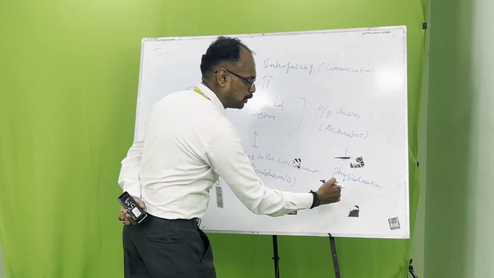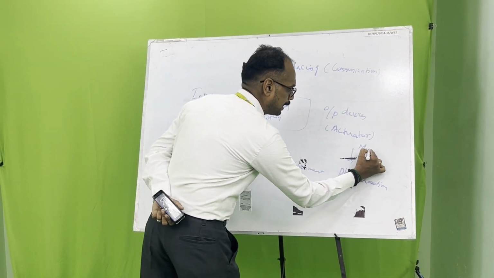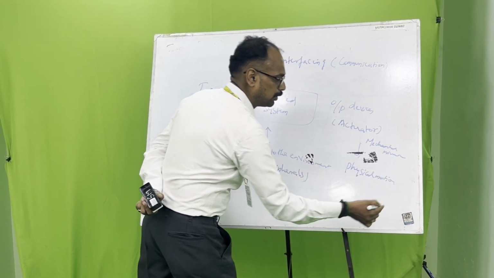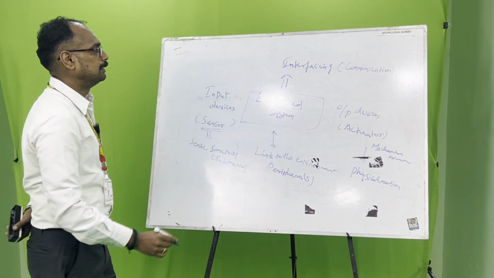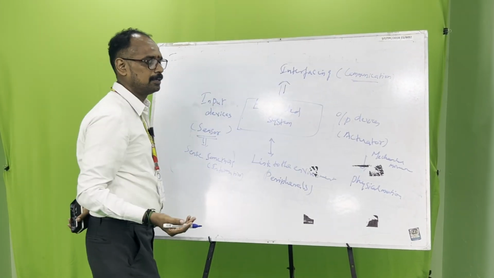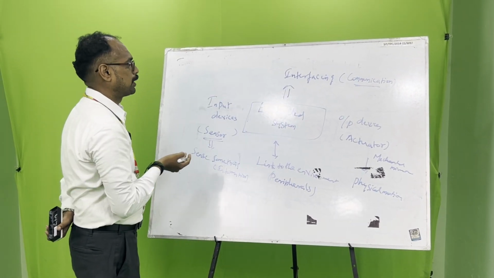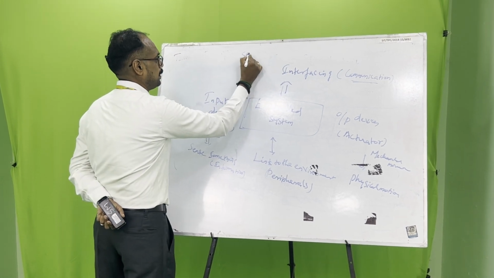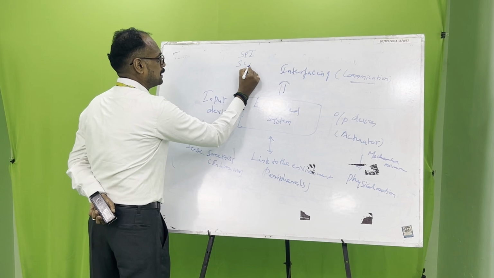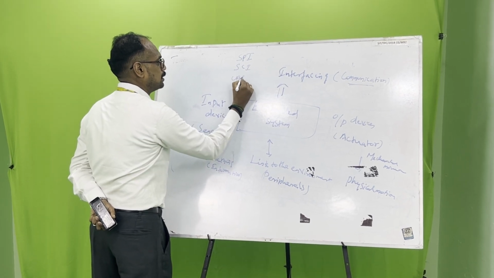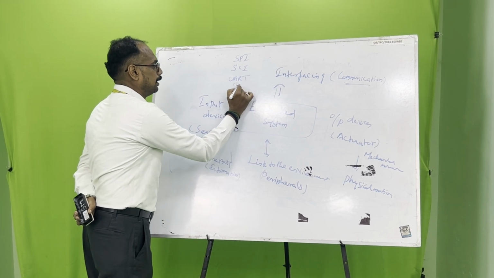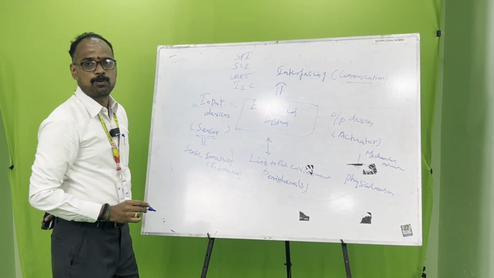But how is this physical motion produced? The mechanical movement is converted to physical motion. That is your actuator. Then interfacing is communication, transferring information. Here various types of protocols are used: SPI, the serial peripheral interface; SCI, the serial communication interface; UART, the universal asynchronous receiver transmitter protocol; and I2C, the inter-integrated circuit protocol.